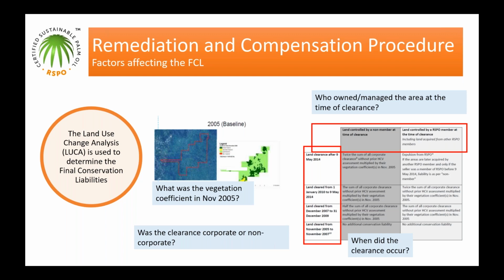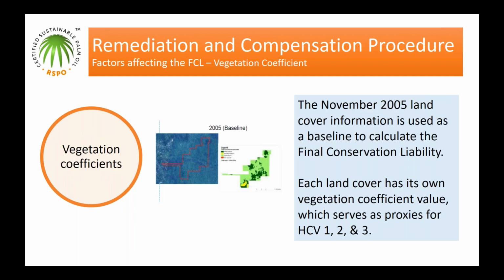Let's go to the first factor, which is the vegetation coefficient. It is very important to note that the November 2005 land cover information is the baseline to calculate the final conservation liability. Each land cover has its own vegetation coefficient, which serves as a proxy to the HCV 1, 2, and 3.